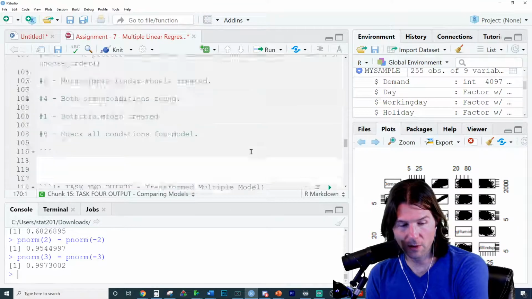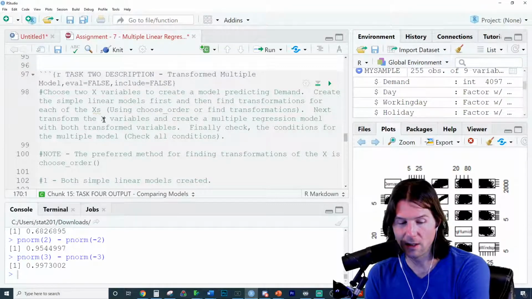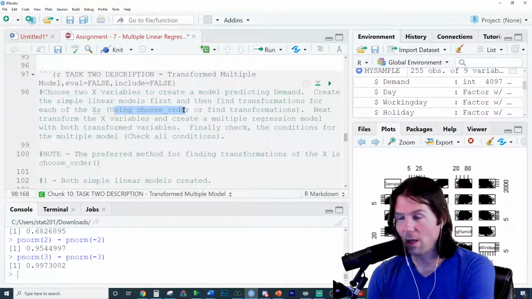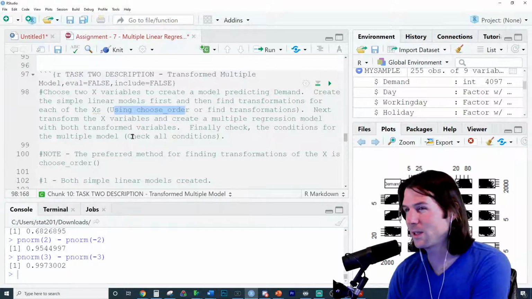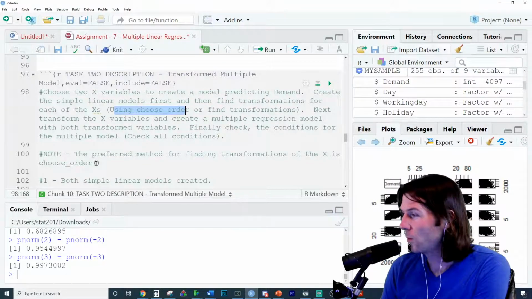Task number 2 says, choose 2 x variables to create a model predicting demand. Create the simple linear models first and then find transformations for each of them using choose order. I added this in right here. I would use choose order. Note the preferred method for finding transformations of the x is choose order. We're not transforming both of them.